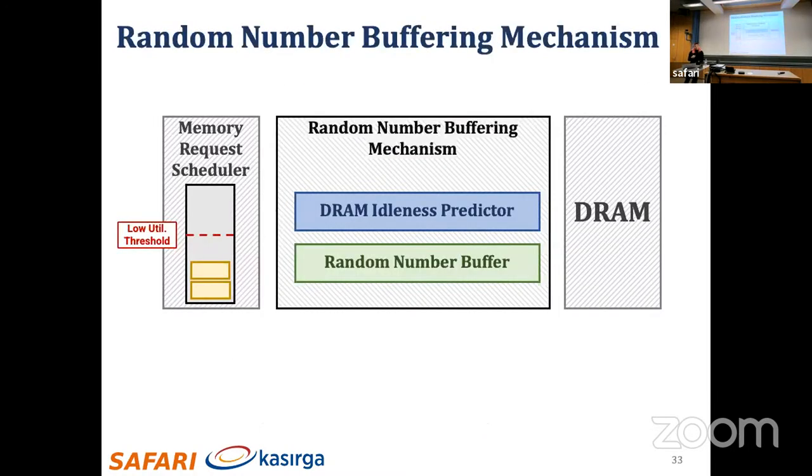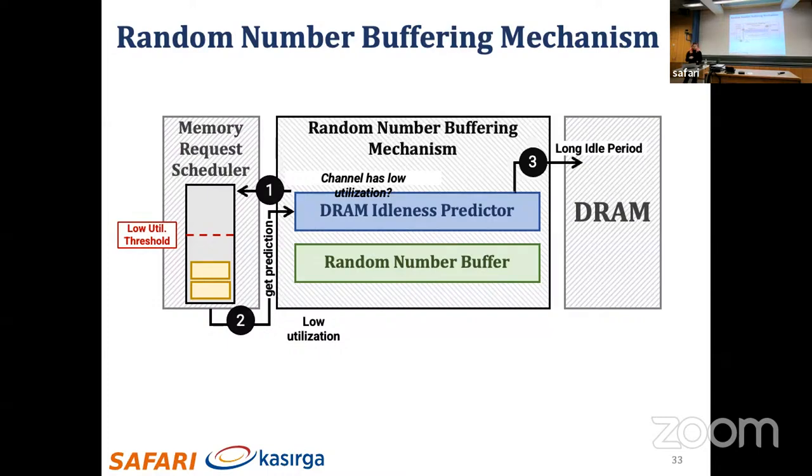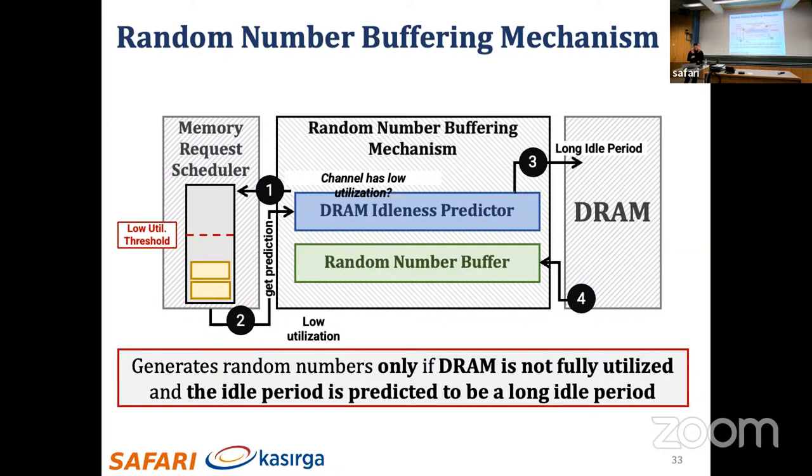To sum up these two metrics and how to use them, our random number buffering mechanism works as follows. The mechanism first determines if a channel has low utilization by observing the memory request scheduler queues. Then, if a channel has low utilization, the mechanism gets a prediction from the idleness predictor. If the predictor predicts the idle period to be a long one, then we start to generate random numbers for the buffer. When enough bits are gathered, it stores the generated random bits in our buffer you can see in here. So this way, the random number buffering mechanism generates random numbers only if DRAM is not fully utilized and the idle period is predicted to be a long idle period.